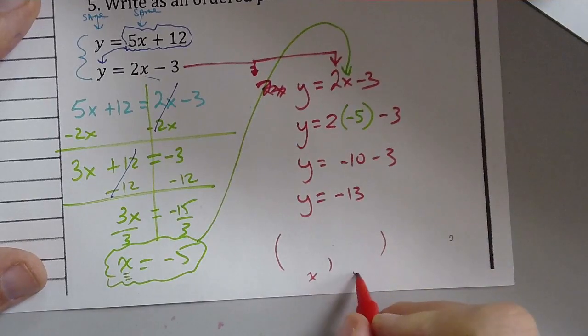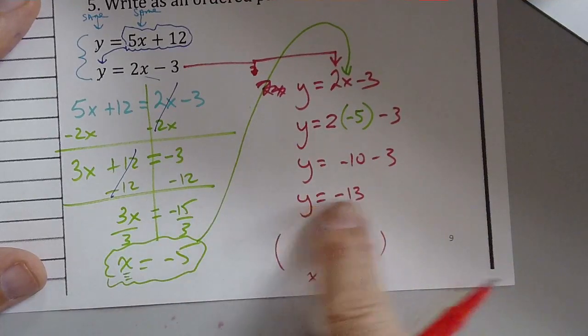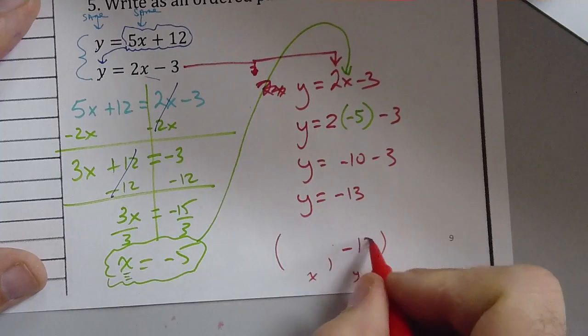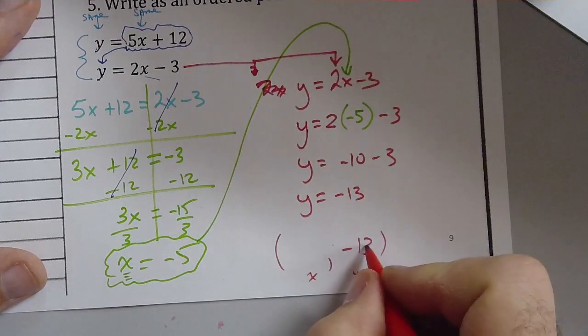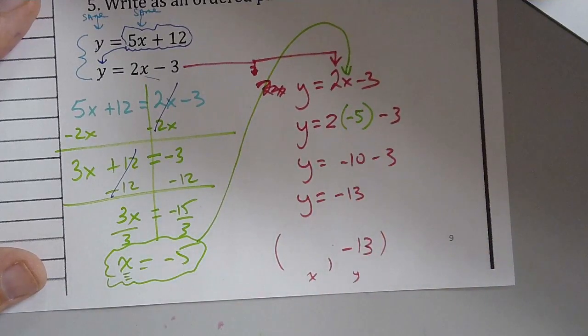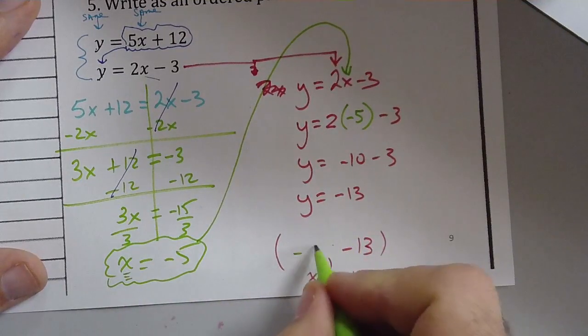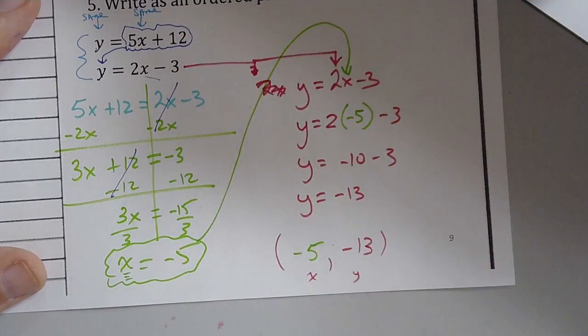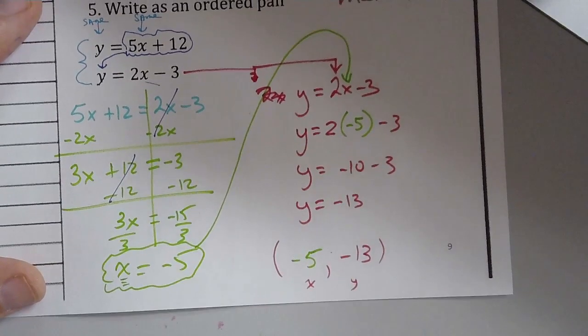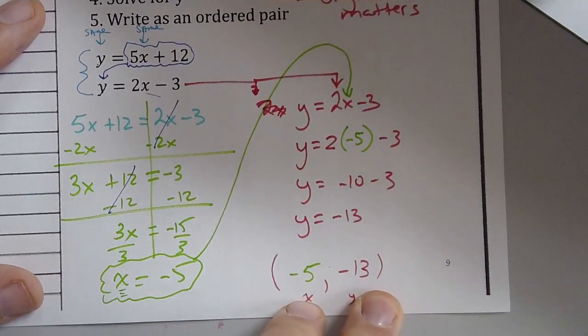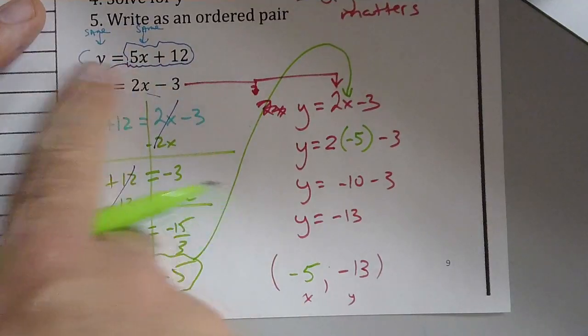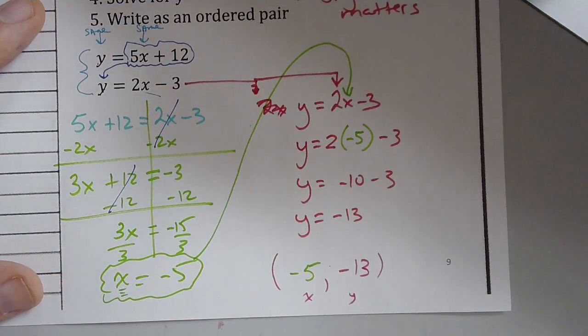Now, don't forget, it is x and y. So I go and look. Y is negative 13. That's got to go right there. X is negative 5. It has to go in that first spot. Right? And that's the solution for this. What we know about this, these are the only two numbers that I could put in for x and y over here and make those equations true.